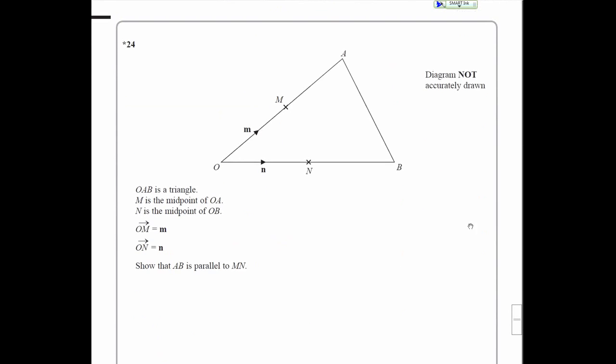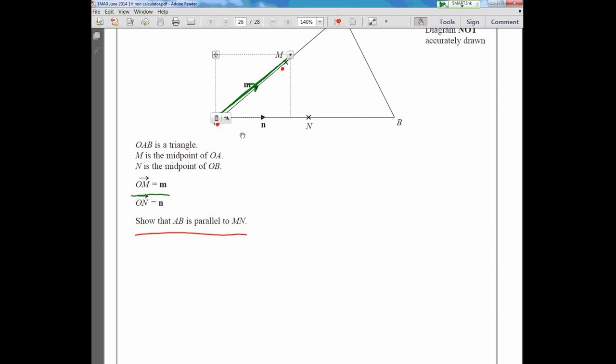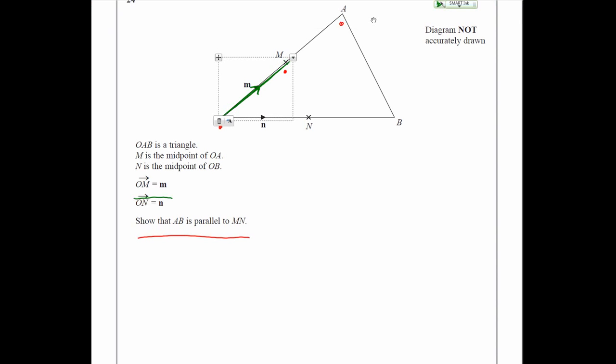3 marks. Question 24. It is a starred question, which means there's going to be a bit of explaining. In this case, show that. OAB is a triangle. We can see that. M is the midpoint of OA. And the vector M is from O to M. Now, because it's a midpoint, this is going to be repeated here, basically. I did want to draw 2 on, but you can see it's not drawn perfectly to scale. If it was perfectly to scale, it would be the same there.